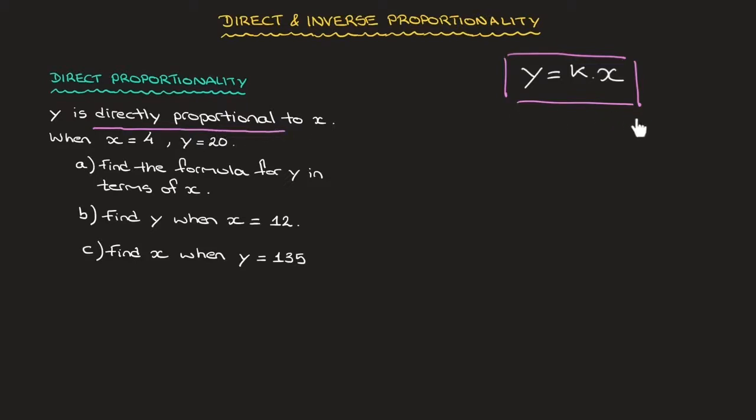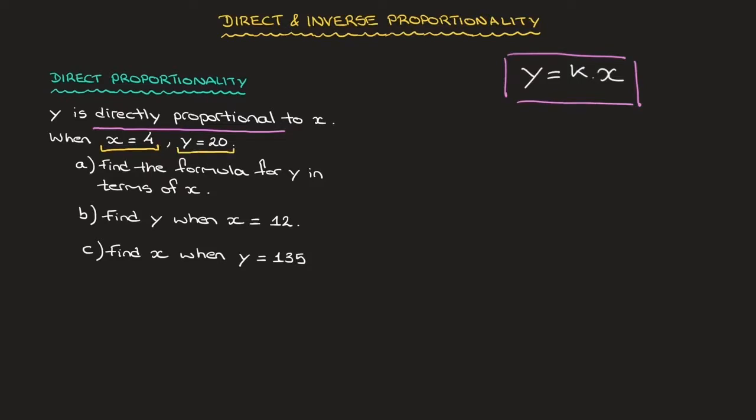Alright, now that that's out of the way, let's go ahead and work through these three questions. The first question, question A, we're asked to find the formula for y in terms of x. Well, we already know that y has to equal k times x. So when we're asked to find the formula, all we're really being asked to do is to find the value of the constant of proportionality, k. And to do that, we use the information that we're given in the question. That is, when x equals 4, y is equal to 20.